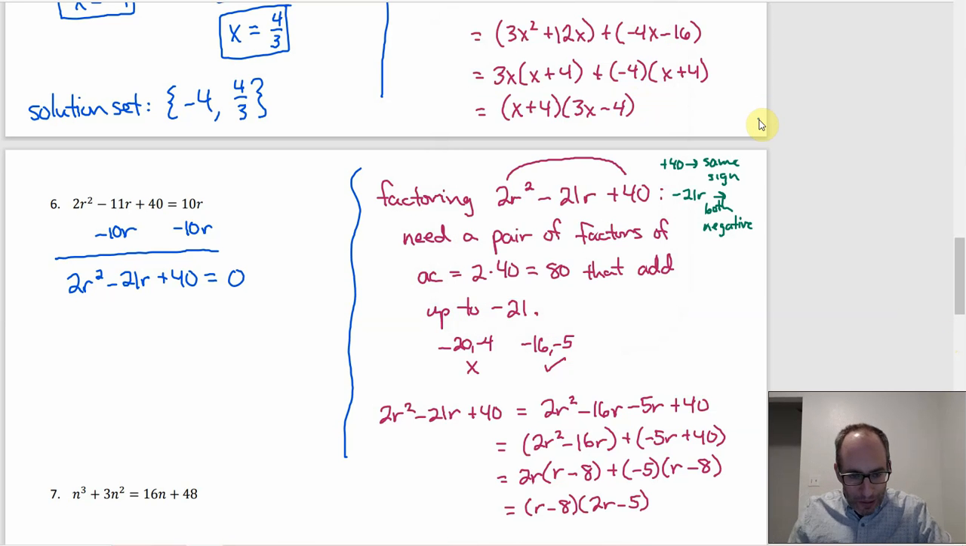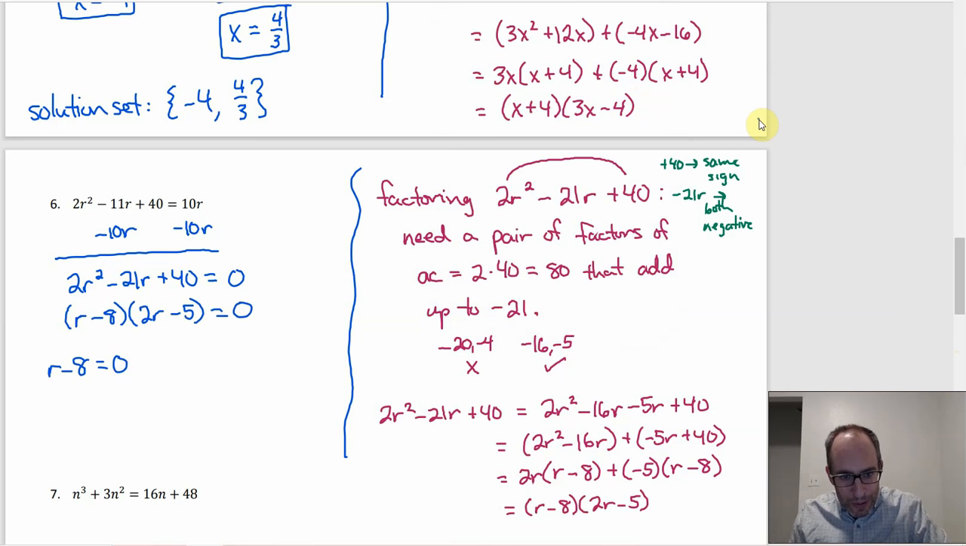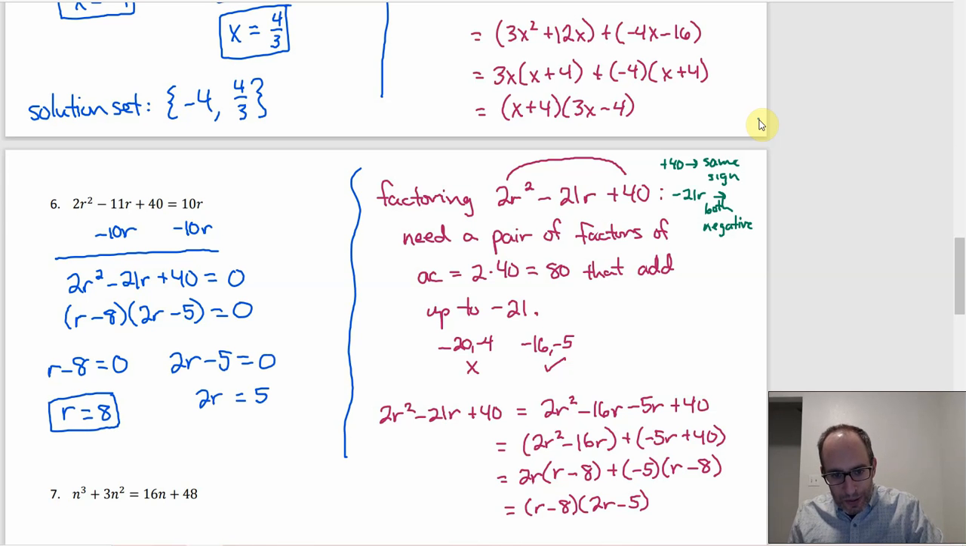So going back over here, on the left side, we know now that this factors into r minus 8 times 2r minus 5. And so that means that either r minus 8 equals 0 or 2r minus 5 equals 0. So here we'd get r equals 8. And then here, 2r equals 5. So then r is 5 halves.